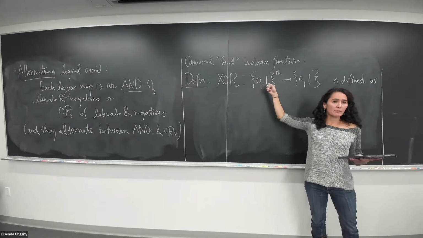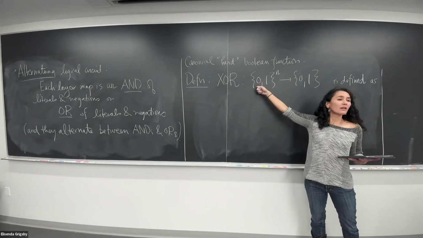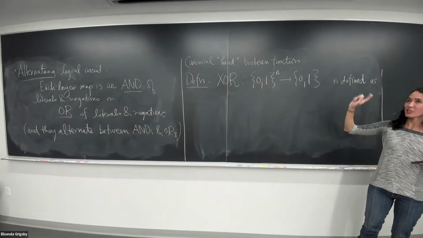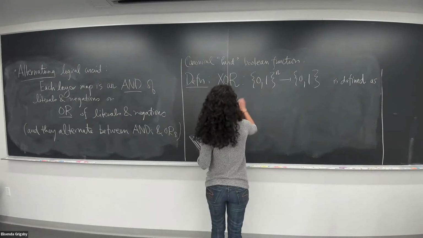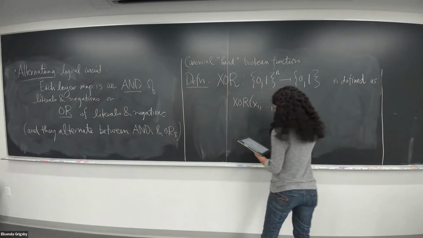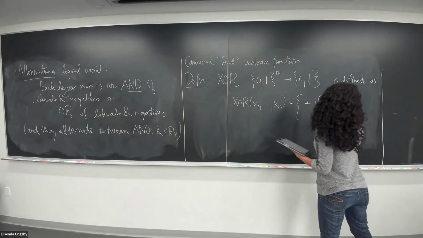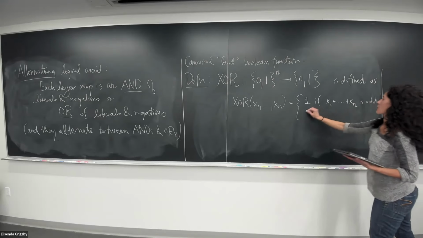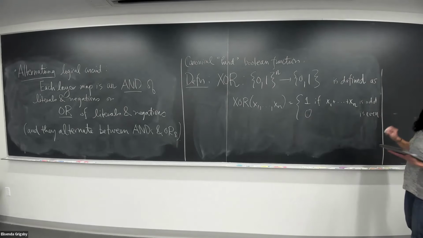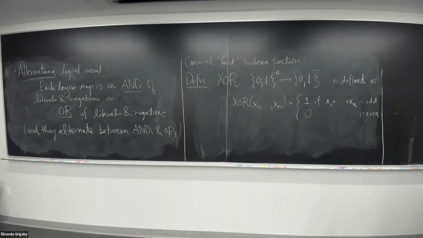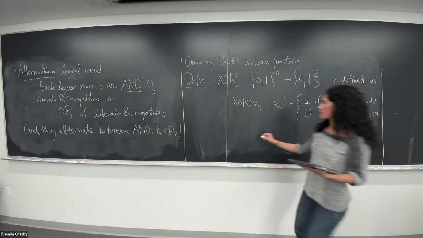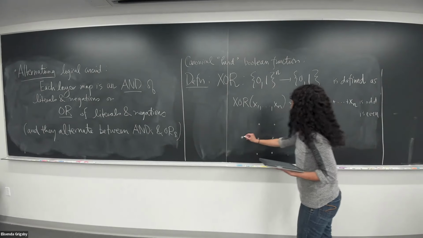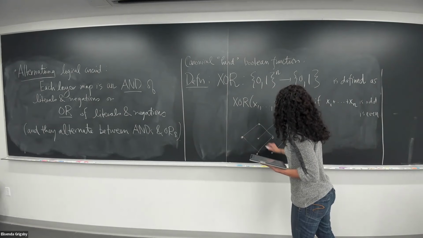You should think of 0 and 1 as being the classes for Z mod 2, and this is Z2 arithmetic, Z2 sum. So XOR is defined as 1 if the sum is odd, and 0 if it's even. And let me draw the three-dimensional version of this.